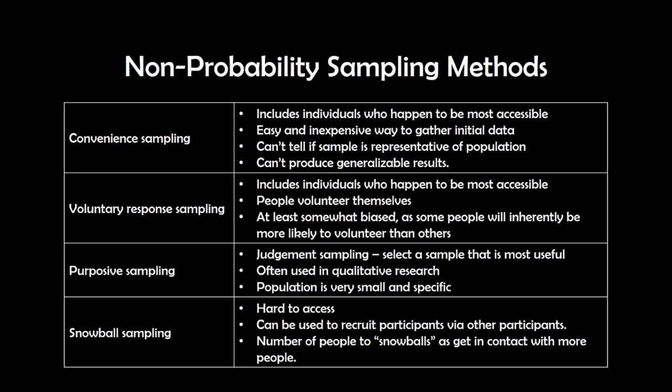And we have the purposive sampling, which is a judgment sampling, where we select a sample that is most useful. It is often used in qualitative research, where the population is very small and specific, for example, experts. So we already select specific groups to answer our study, right? And then we have the snowball sampling, where the population is hard to access. It can be used to recruit participants via other participants, and the number of people snowballs as we get in contact with more people. So we ask our participant to recruit another participant, and that's how we get our sample.